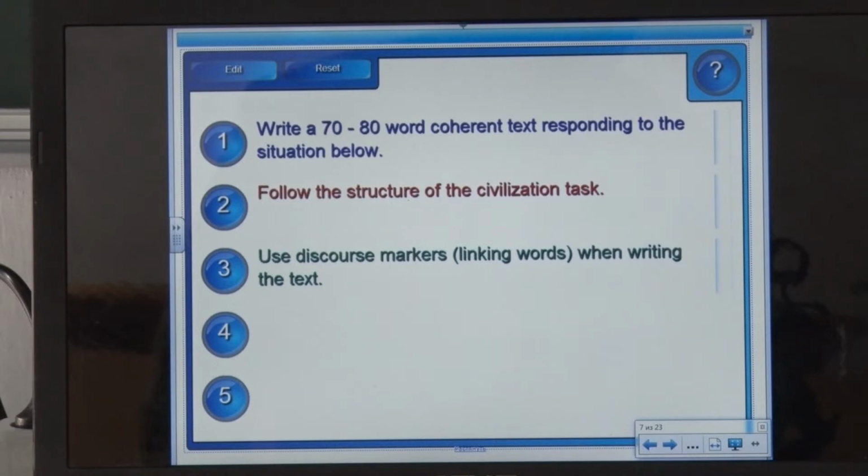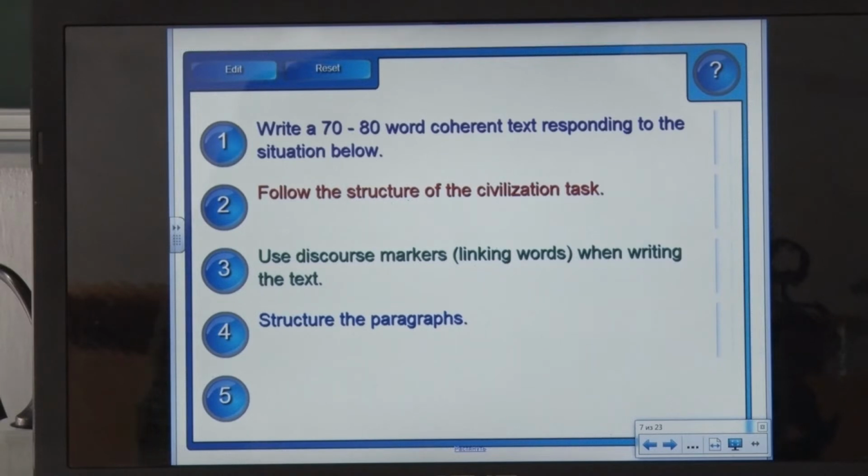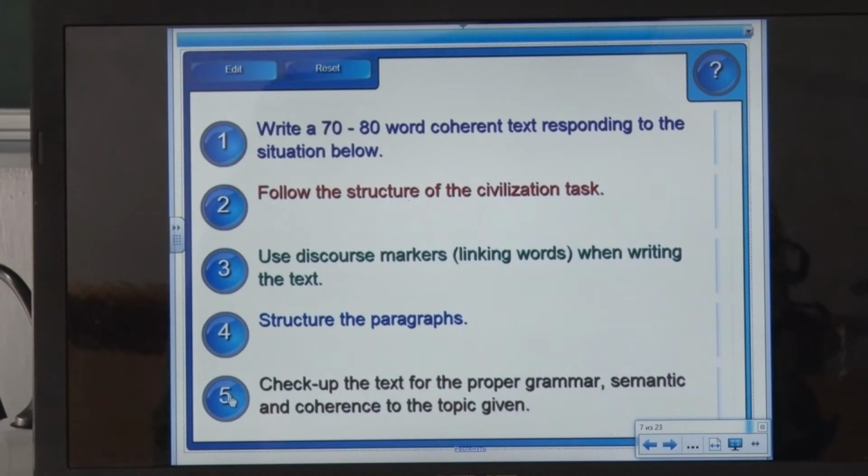These markers are the tools for making your text more colorful, more interesting, to attract the reader. Structure the paragraphs, it's very important, like in the essay in the cultural and pragmatic item 3. You also have to structure your paragraphs. Finally, after you have written your message, make a self-checkup. Check the text for proper grammar, semantics and coherence to the topic given.